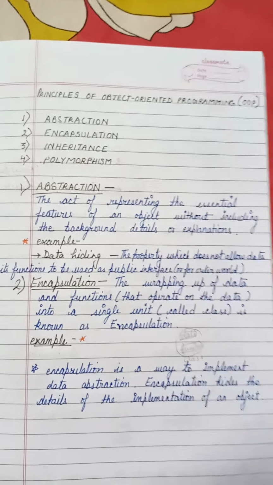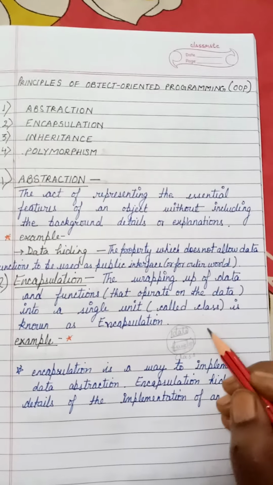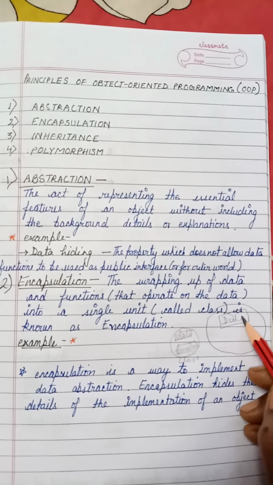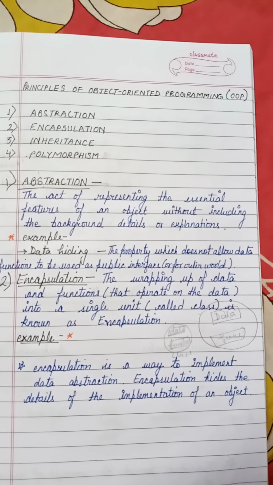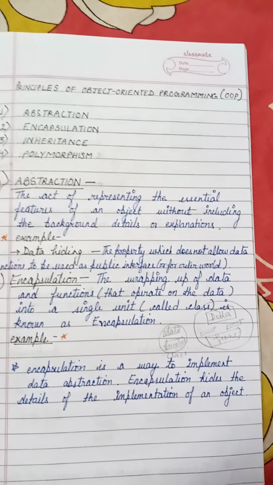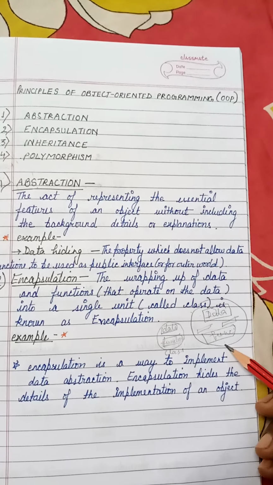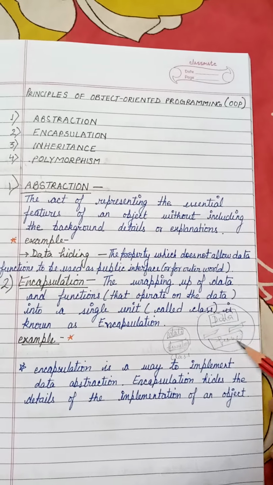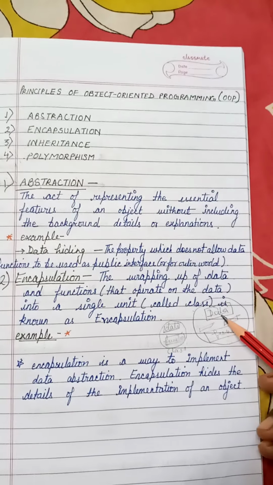Encapsulation is wrapping up of data and functions into a single unit. That single unit is called class. A class encapsulates two things: data and functions. Any number of data can be there and any number of functions can be there: one function, two functions, three functions. So a class is an example of encapsulation. Data are the attributes and functions are the behavior, which operate on data.